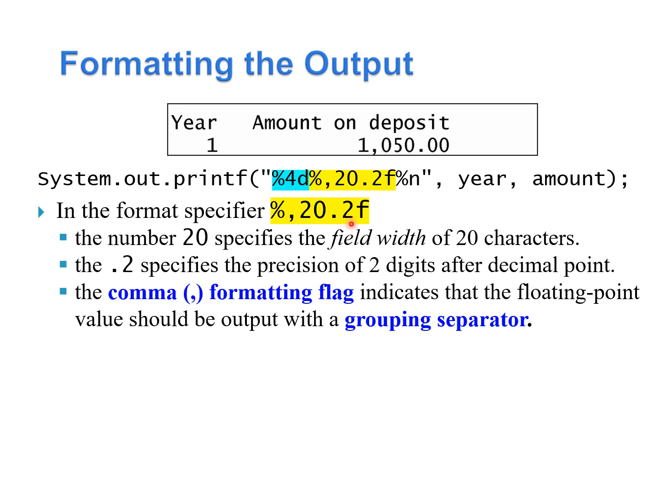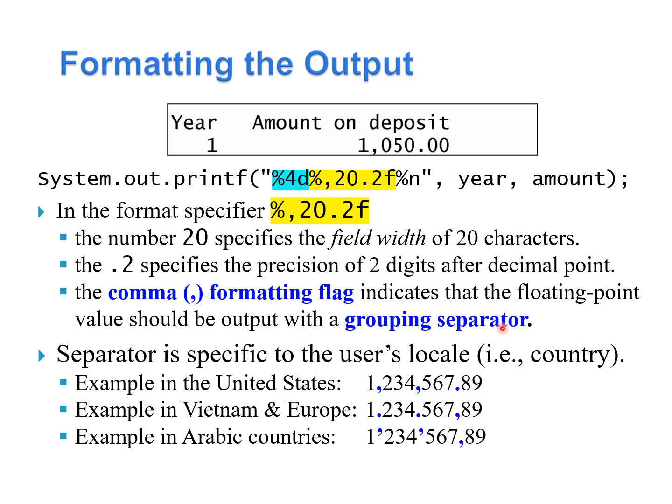The .2 specifies the formatted number's precision. In this case, the number is rounded to the nearest hundredth and output with 2 digits to the right of the decimal point. The comma in the format specifier is a formatting flag, which indicates that the floating point value should be output with a group separator. Note that the separator is specific to the user's country or location.